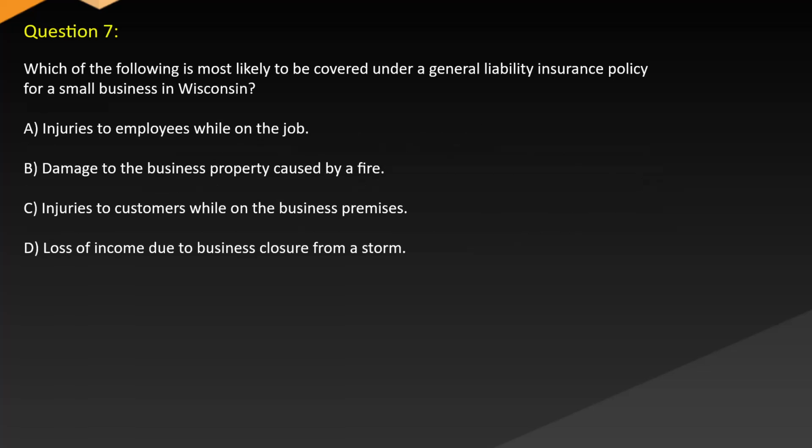Question 7. Which of the following is most likely to be covered under a general liability insurance policy for a small business in Wisconsin? A. Injuries to employees while on the job. B. Damage to the business property caused by a fire. C. Injuries to customers while on the business premises. D. Loss of income due to business closure from a storm.